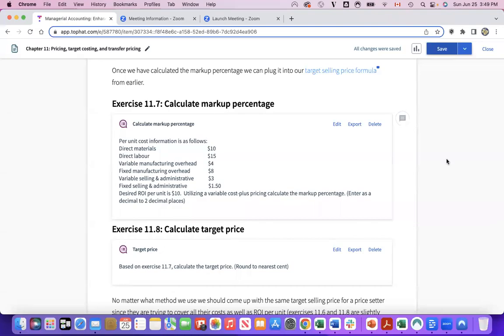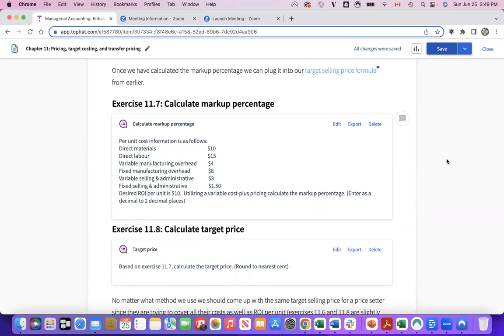All right, let's look at exercise 11.7 and 11.8. Similar to 5 and 6 from before, but now instead of absorption costs plus pricing, we're going to use variable cost plus pricing. So similar information in the question stem. So per unit cost information is as follows.